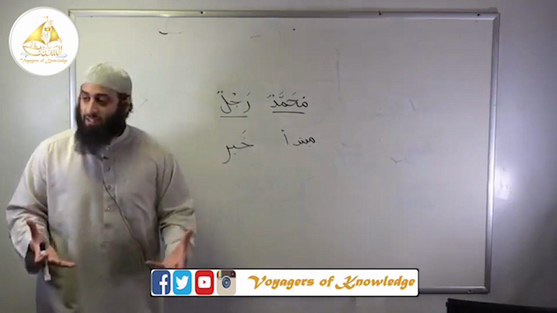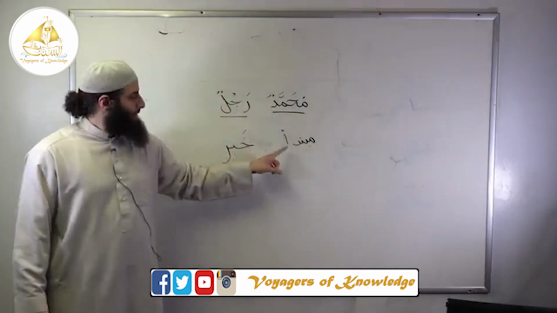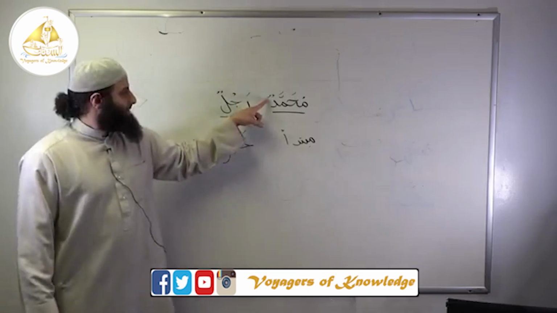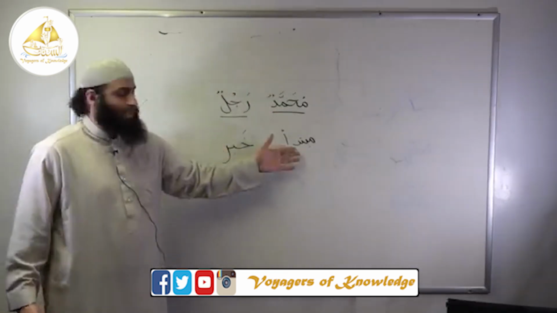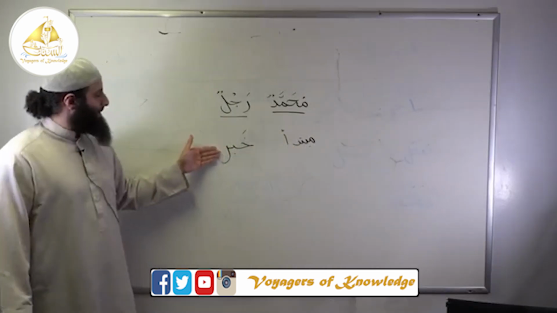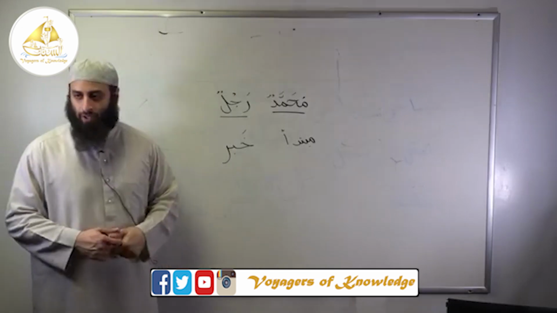The original state of the sentence is dhammatain, called marfu'. The mubtada is making this be marfu'. It's making it have the dhammatain because it's the subject. The khabar is also making this be dhammatain. That's why it's the original state of the thing.